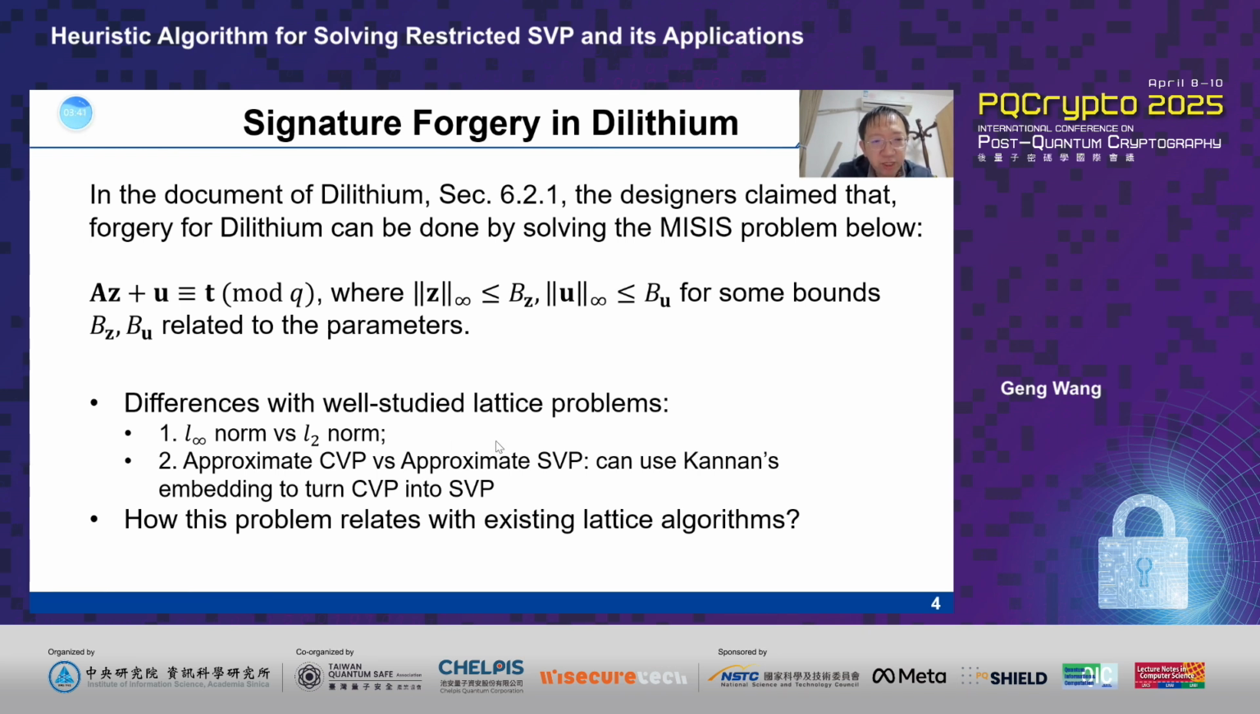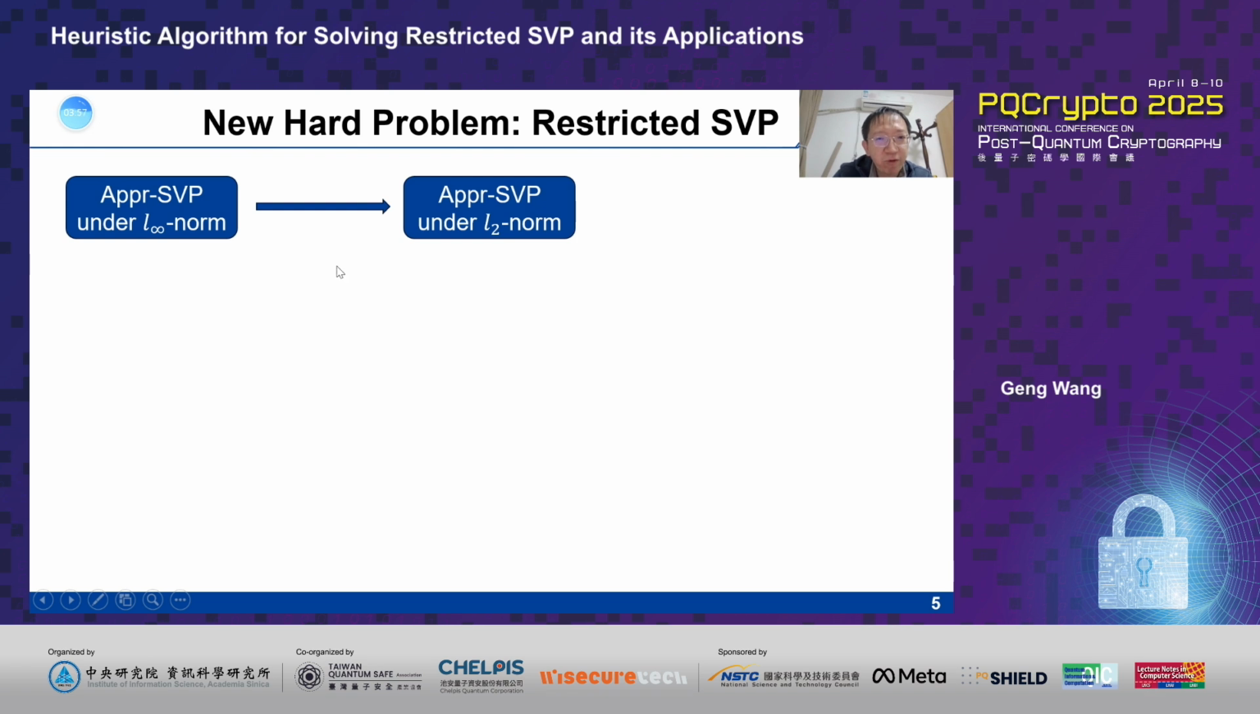Approximate CVP can use Kannan embedding to turn into approximate SVP, but the Kannan embedding cannot always succeed, which we shall show later. So how does this problem relate to the existing lattice algorithms? We shall discuss it below. First, the approximate SVP problem under the infinity norm. If we wish to solve it using an approximate SVP solver under the Euclidean norm, we should find a vector both short in Euclidean norm and in its infinity norm.